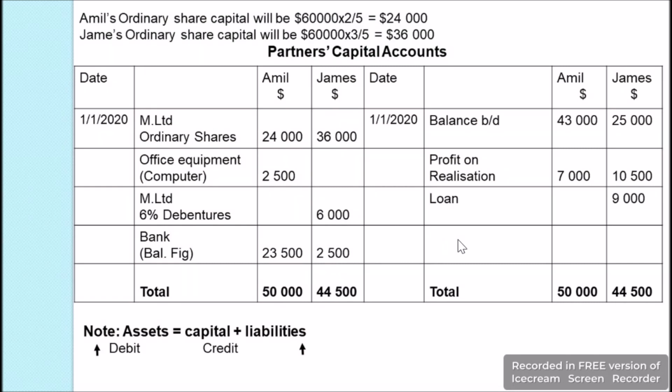Whatever is the remaining balance of the capital due to Amil and James has to be repaid, and this will be paid by means of bank, and this will be the balancing figure. Whatever balance is left is repaid, and hence the capital account will be closed. If you see the balance between the debit and the credit, you will get this balancing figure, and this is $23,500 for Amil, and for James it is $2,500. So when we total both sides, it's $50,000 for Amil and $44,500 for James, on both the credit and the debit side.